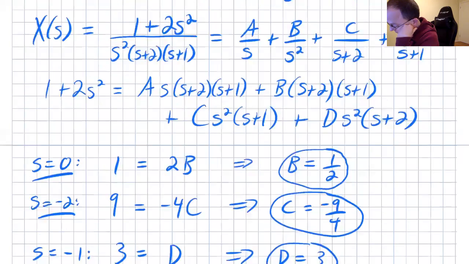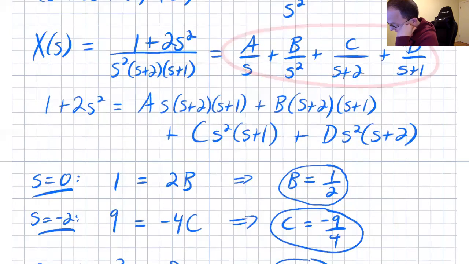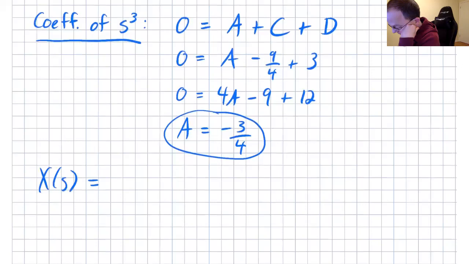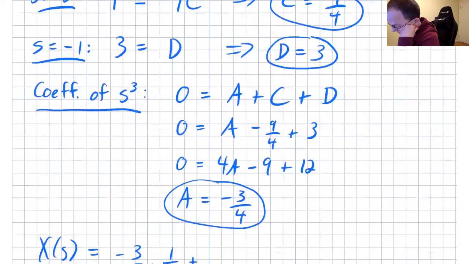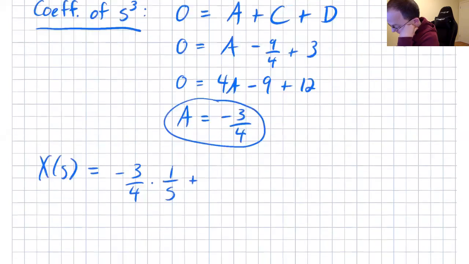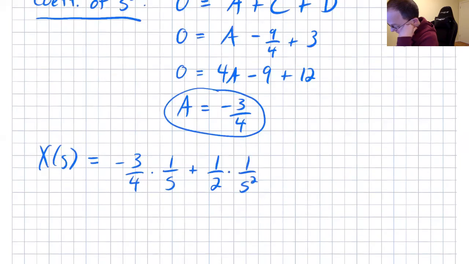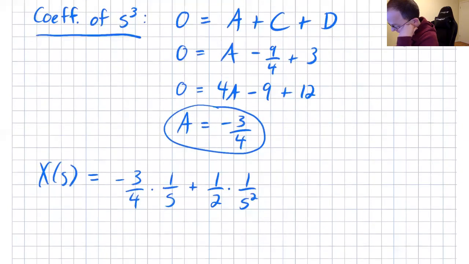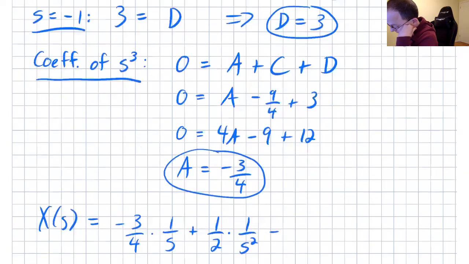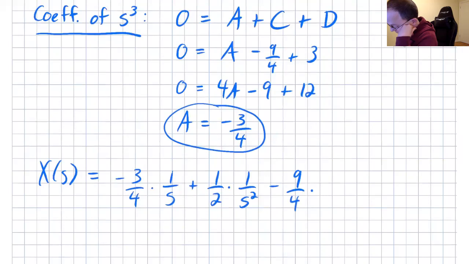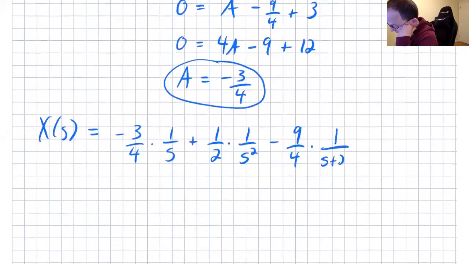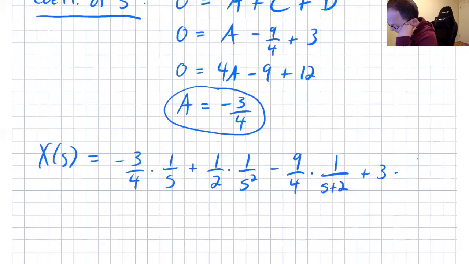Okay, so let's put those all into here. We have the A, B, C, D. So we get A times 1 over S, plus B, it's 1 over 2, times 1 over S squared, plus, it's actually minus 9 over 4 times 1 over, and I forget what that is, 1 over S plus 2. And finally, 3 times 1 over S plus 1.